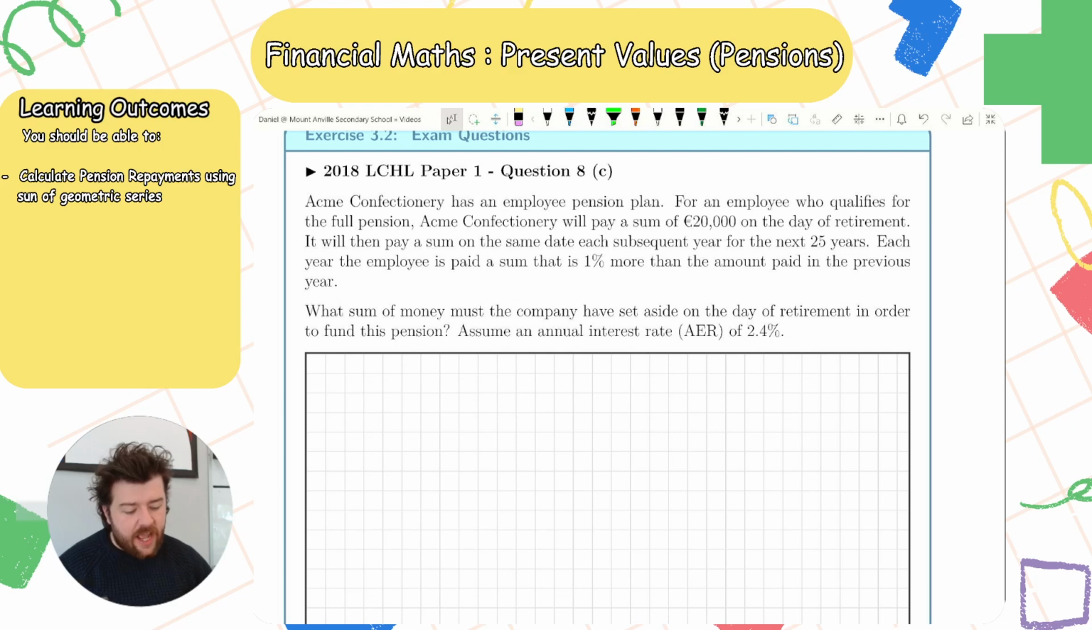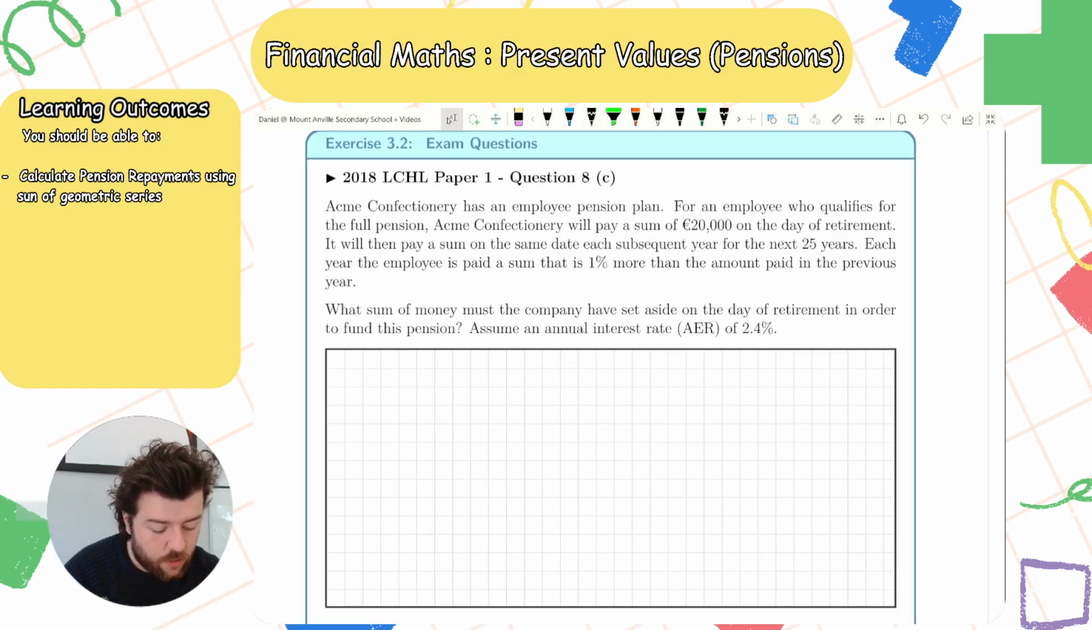Acme Confectionery has an employee pension plan. For an employee who qualifies for the full pension, Acme Confectionery will pay a sum of $20,000 on the day of retirement. It will then pay a sum on the same day each subsequent year for the next 25 years. Each year, the employee is paid a sum that is 1% more than the amount in the previous year. What is the sum of money that the company must set aside on the day of retirement in order to fund this pension?